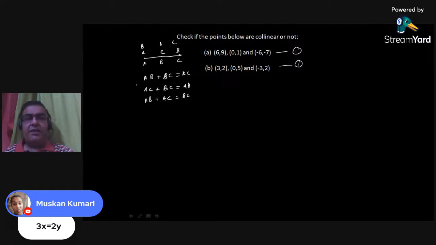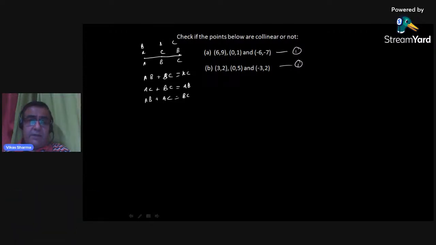So you get the idea. The points could be anywhere, but if we find the distances and the sum of any two distances is equal to the third one, then they are collinear. If it is greater than the third one, then they are not collinear.